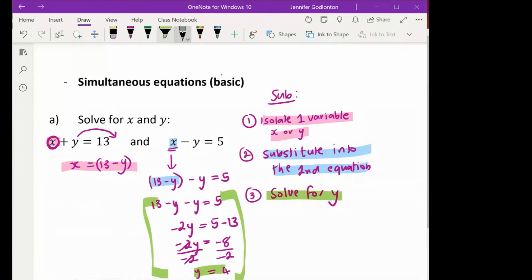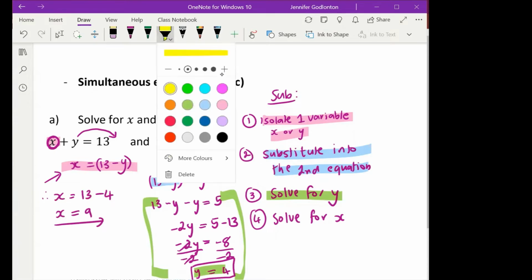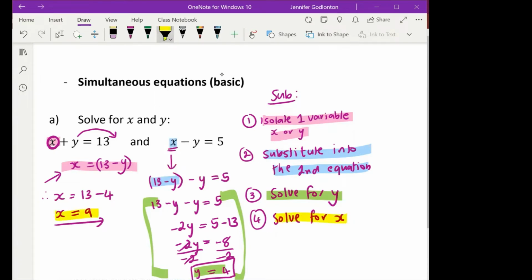Then when we have y, we can solve for our other variable. So the 4th step, solve for x. So now we know that y is equal to 4. So we can go back to this very first equation, and instead of writing y, we can write 4. So we can say, therefore, x is equal to 13 minus 4, which means x is equal to 9. And that would be our final step over there.